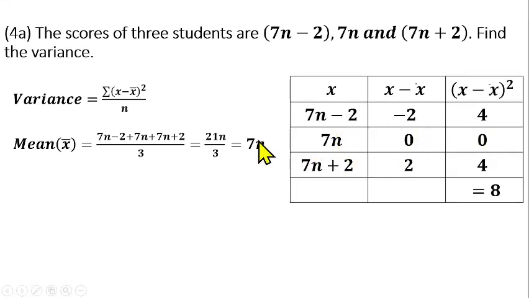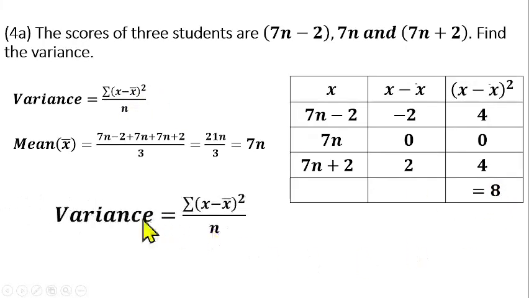Here you have 7n minus 7n, that gives us 0. You're having 7n plus 2 minus 7n, that should give us plus 2 if you look at it very well, if you simplify that yourself. Then from there you can now square this, so that will give us 4. Square this 0, square this is 4. Then we are now to sum our x minus x bar squared. You have to sum it together. If you sum this, that gives us 8.